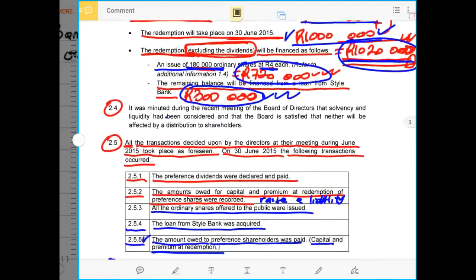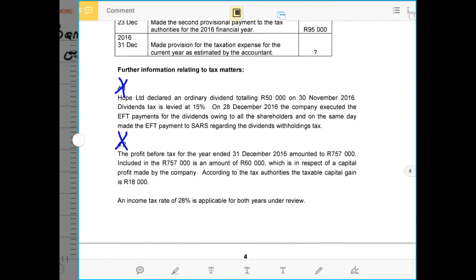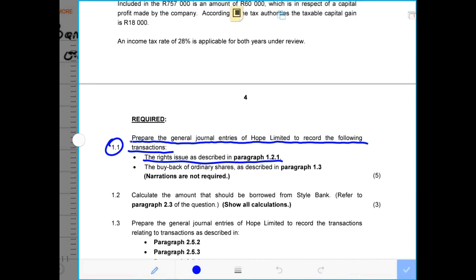Now our second requirement is that we have to prepare the buyback of ordinary shares as described. Remember, we are preparing general journal entries. So now we have to prepare the buyback of ordinary shares as described in paragraph 1.3. And they say no narrations are required. It's not necessary for you to narrate and explain what the journal entry was recorded for.